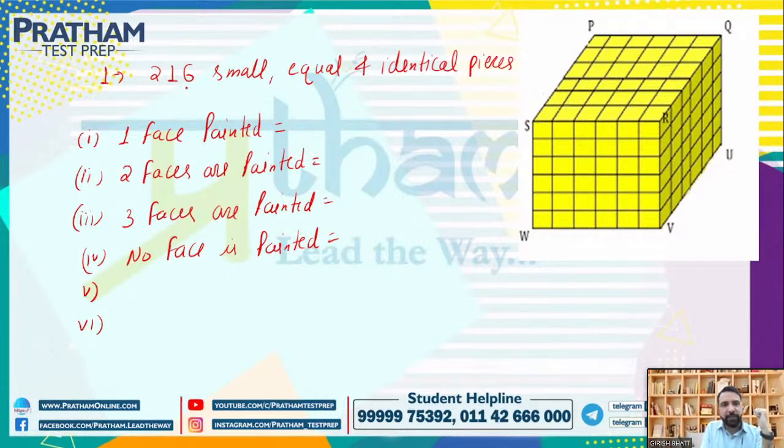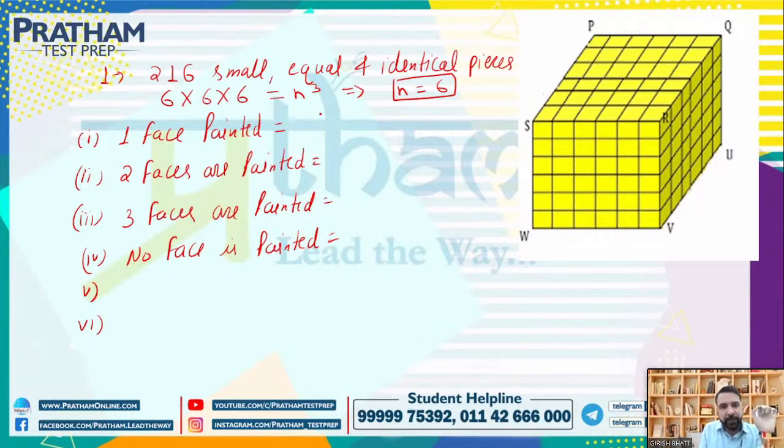Yes, one face is painted. 216 means what? 6 into 6 into 6. Okay. So here this is n cube. So what is n? From this we can conclude n is equal to 6. Very good. n is equal to 6.